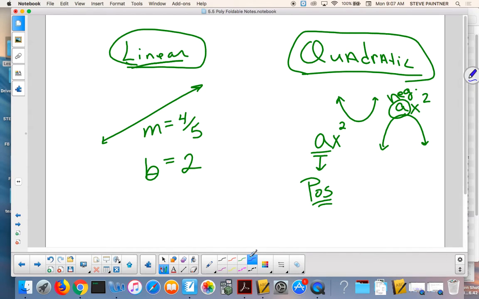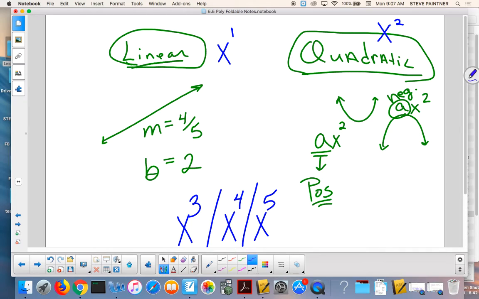The other thing, this will always be x to the what power? Linear is always x to the first. If you see x to the first, you have linear. If you see x to the second, you have quadratic. Well, what's today? Today you're going to do this, and then you're going to do this, and then you're going to do this. And we're even going to talk about those, but we're not going to really look at them.